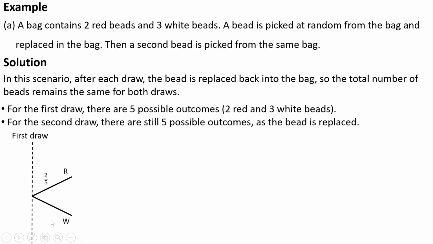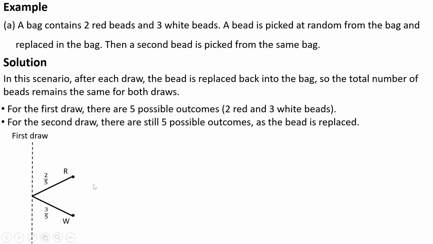Then the probability that the first bead picked was white follows the same pattern. Since you have 3 white beads and the total number of beads is 5, the probability that the first pick was white is 3 over 5.